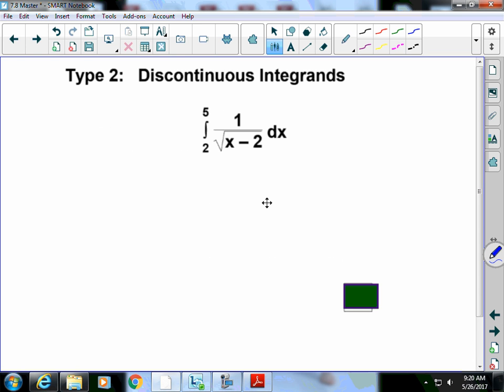But what happens when it's discontinuous in the middle? We're going to see a problem like that. We're going to actually address the problem we had just saw a couple of slides ago, the integral of 1 over the square root of x minus 2 dx. So in here, it's discontinuous at the start.